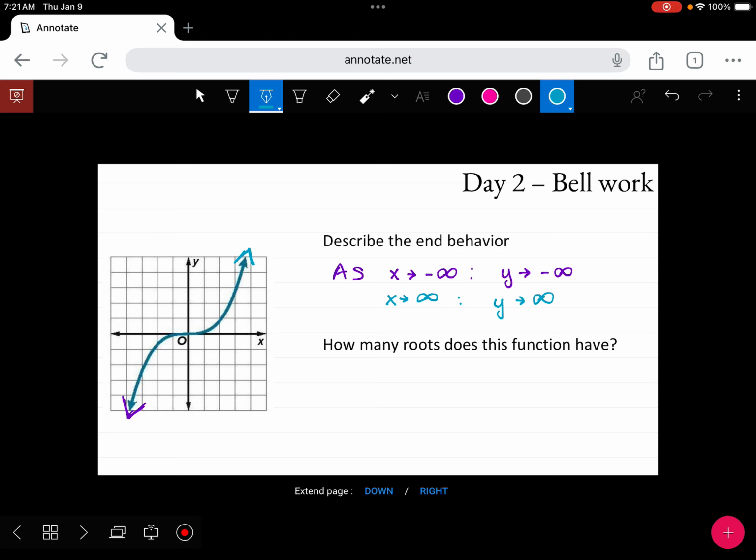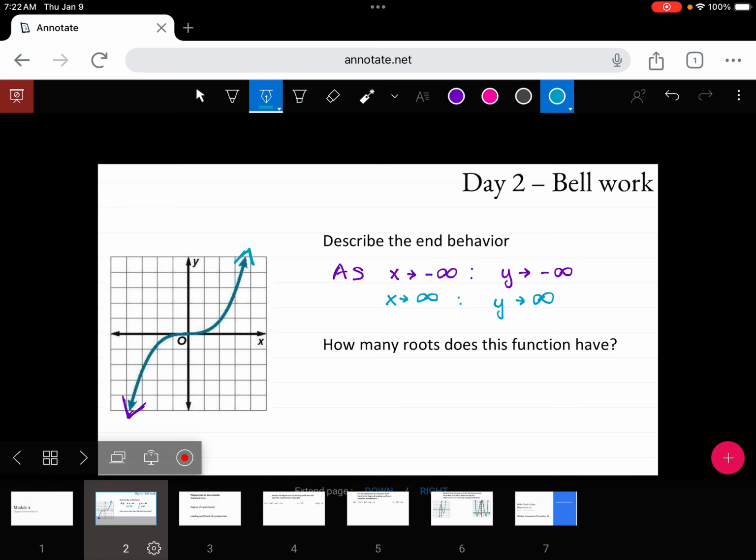Okay, so we can read the end behavior from a graph. We can build our end behavior from an equation. We looked at that yesterday. And we're going to practice today looking at some bigger equations, and then we're going to look at end behavior like this on a graph and see what that tells us about the equation. So we're going to go the other direction.